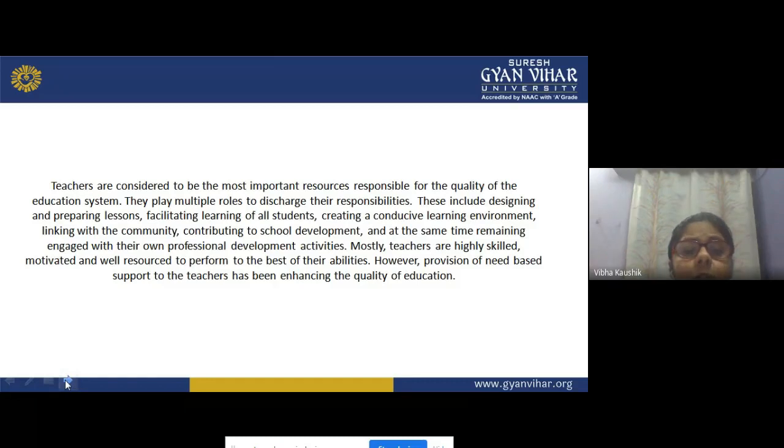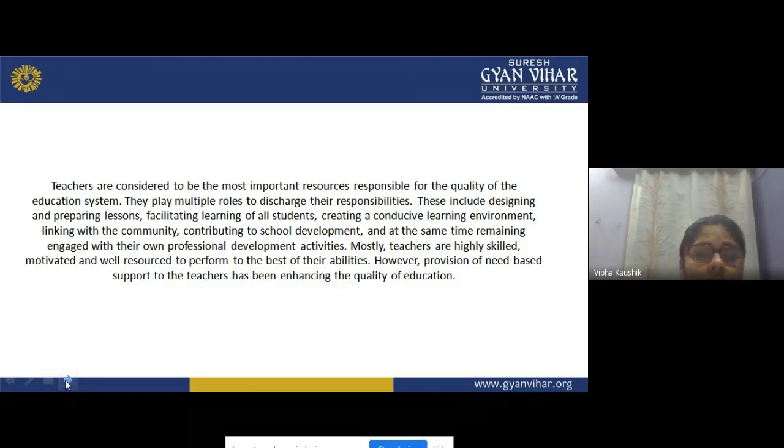Teachers are considered to be the most important resource responsible for the quality of the education system. Now, what they are saying is that the teacher is the essential factor, the important resource who is responsible for the improvement in the quality of the education system. They play multiple roles. Now, the teacher plays multiple roles. To discharge their responsibilities, the teacher has to play various roles.